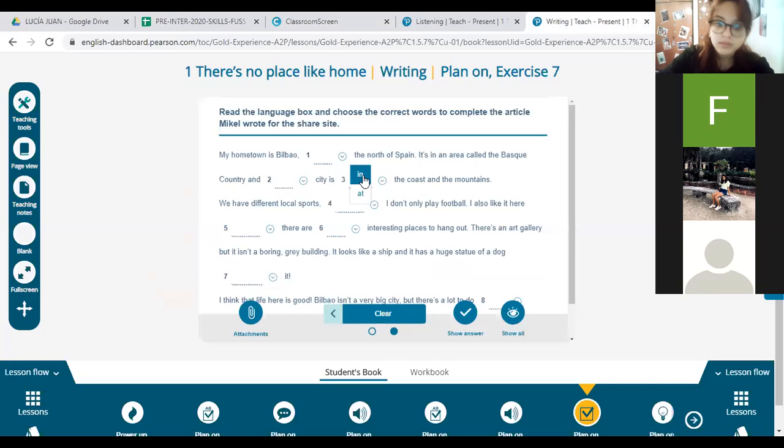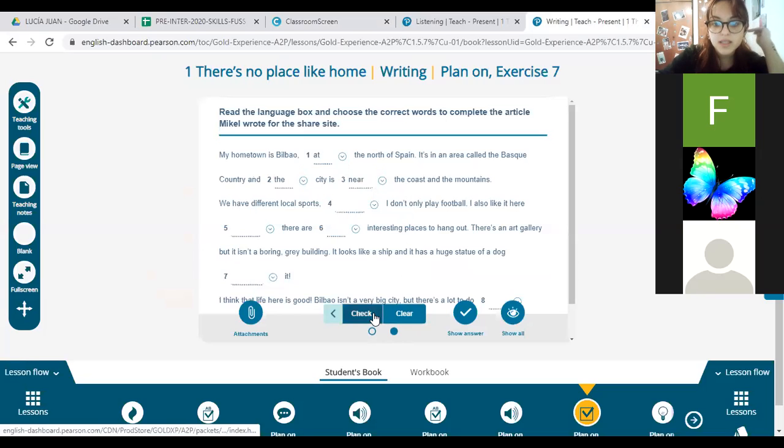My hometown is Bilbao at the north of Spain. It's in an area called the Basque Country, and the city is at the coast, near the coast and the mountains. Let's see. Oh, so here we say it's in the north of. We do not say at. In the north of.